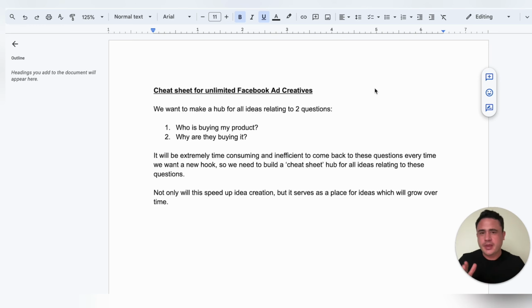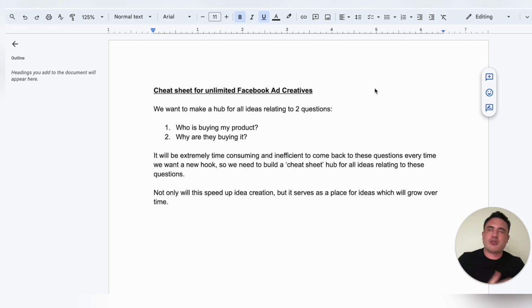So basically, we're going to be making a hub which is all ideas relating to two questions. There are two questions we always need to answer. Who is buying my product? So who is my target customer? And why are they buying it? Is it a problem that it's solving? Is it a benefit that it's giving them? Absolutely everything, whether it's something pharmaceutical that's helping them with symptoms, or a fashion company where it's a hat they're buying just because they think it looks good. Why are they buying it on that scale? And who are the people that we're targeting?